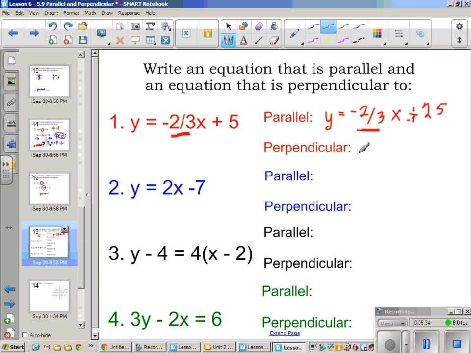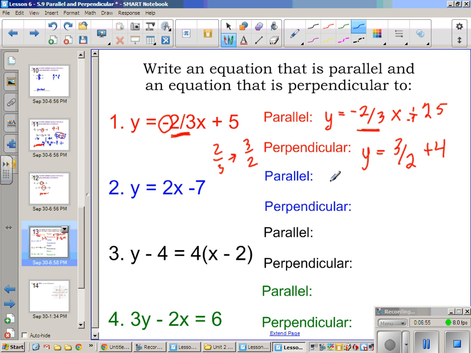Okay, perpendicular is the same idea. I don't care about what the y-intercept is. I just need to make sure that I make it opposite reciprocal. So if I take 2/3 and flip it, that's the reciprocal. And notice that this one is negative, so I need to keep that one positive, and I can just write whatever y-intercept I want. Pause the video and write it for the next two and see if you can do 3.